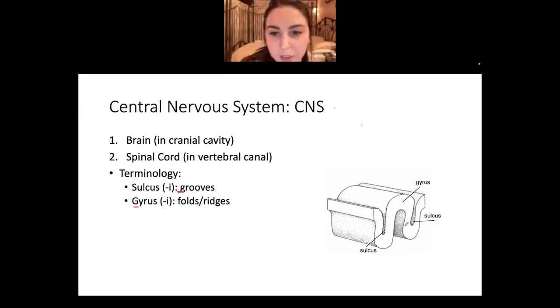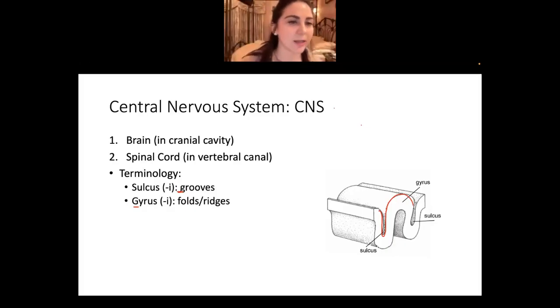Those are the grooves. So those are going to be like the divots. When you picture a brain with all the little divots and whatnot, the sulci are the divots going down, and then the gyri are going to be like the things coming up, like the folds or the ridges. So you'll see that a lot, like central sulcus, post-central gyrus, things like that.